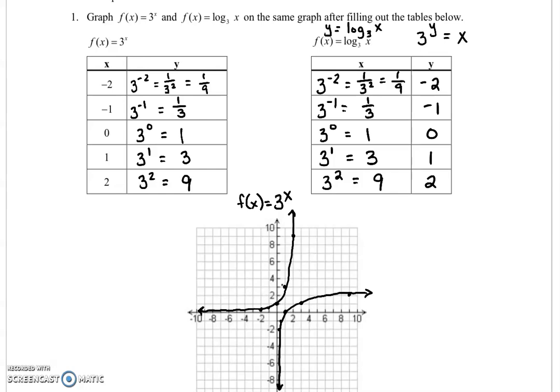So if you look at these two, if we were to fold our paper on this diagonal, sorry, that is not a very good diagonal. But if we were to fold the paper on this diagonal, going right down through here, they would line up against each other perfectly.